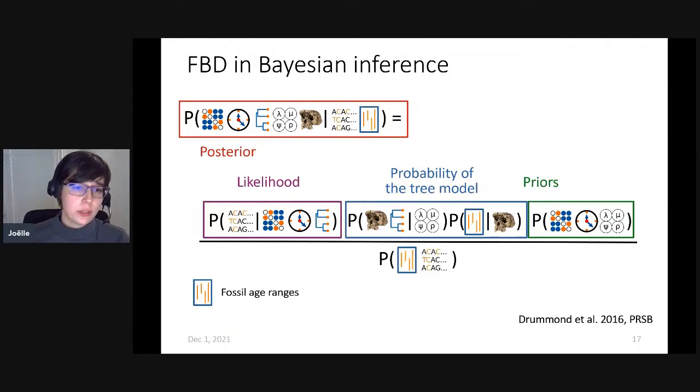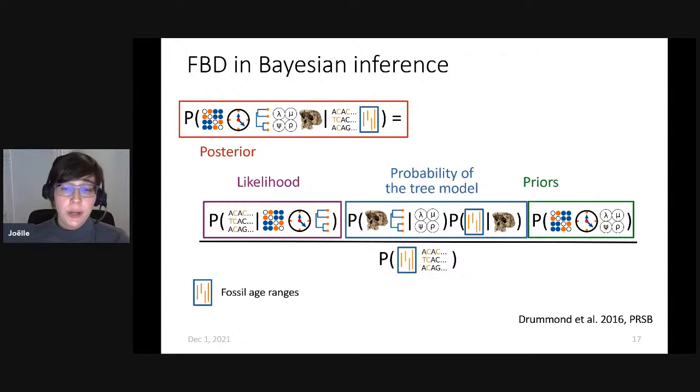So that doesn't impact our likelihood calculation, but it's going to impact the probability of the tree model because we now have a new component, which is the likelihood of the fossil age estimates, essentially in function of the ranges. So the probability of the age ranges given the fossil age estimates.